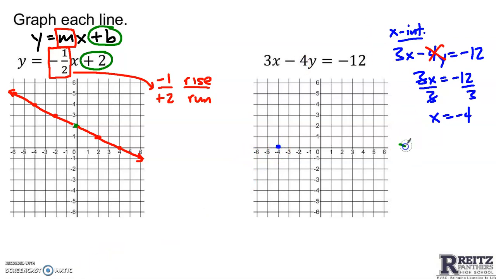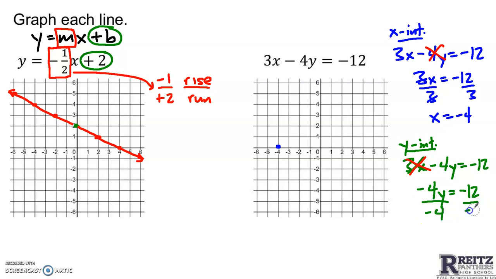You can also find the y-intercept by writing the whole equation down. 3x minus 4y equals -12, and crossing out the x term. So when you do, be careful, don't lose this minus sign here. You've got -4y equals -12. And if you divide both sides of that equation by -4, well, -12 divided by -4 gives you y equals +3. So there's the y-intercept at 3.